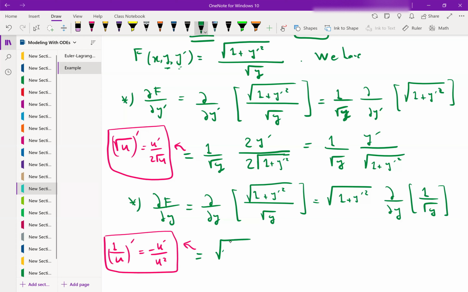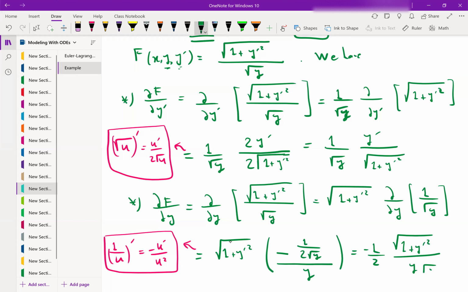So I'm going to use this rule. The square root of 1 plus y prime squared is outside, and I'm going to keep it outside. And then here I should write negative the derivative of the square root of y with respect to y, which is 1 over 2 square root of y. And then the denominator squared, the square root of y squared is y. So this will be equal to negative 1/2 times the square root of 1 plus y prime squared, divided by y square root of y. That is partial f partial y.